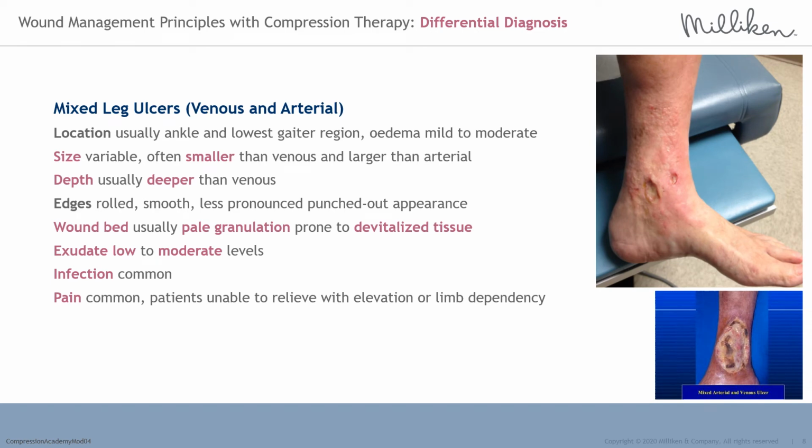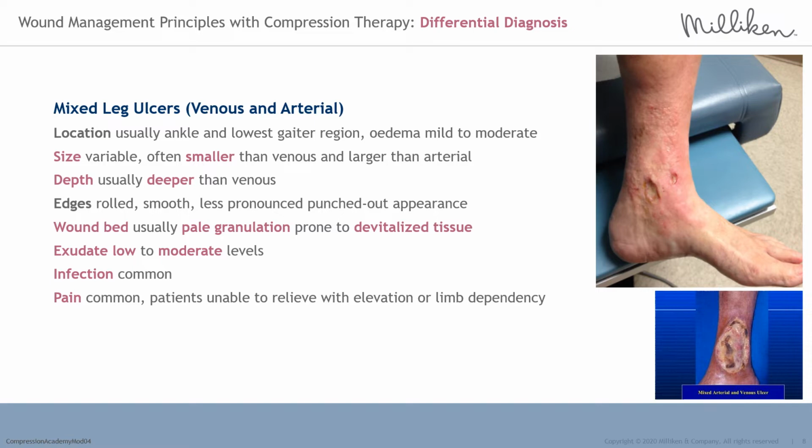Differential diagnosis: mixed leg ulcer. Mixed leg ulcers are usually located at the ankle and the lower aspect of the gaiter region, with mild to moderate volumes of edema. Wound size and shape is variable, often smaller and deeper than the venous ulcer. Rolled, smooth, with a semi-punched out appearance indicative of the underlying arterial insufficiency.